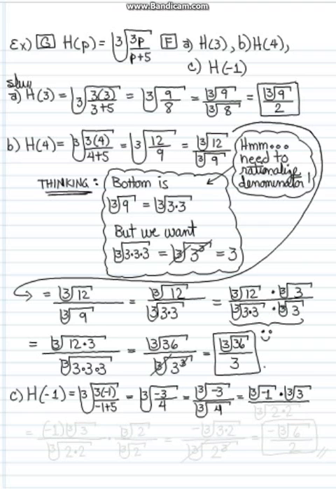Now on the bottom, I've got the same situation I had in part B. I'm going to factor the 4 as the cube root of 2 times 2, and then I realize, hey, I just need another factor of 2 down there, and I'll be able to rationalize my denominator. So I've got -1 multiplying the top, and I've got the cube root of 2 times 2.